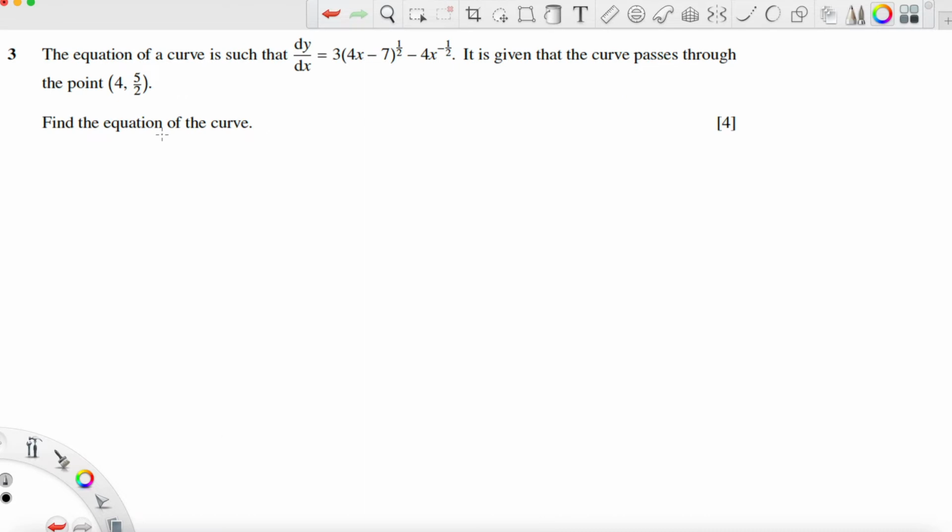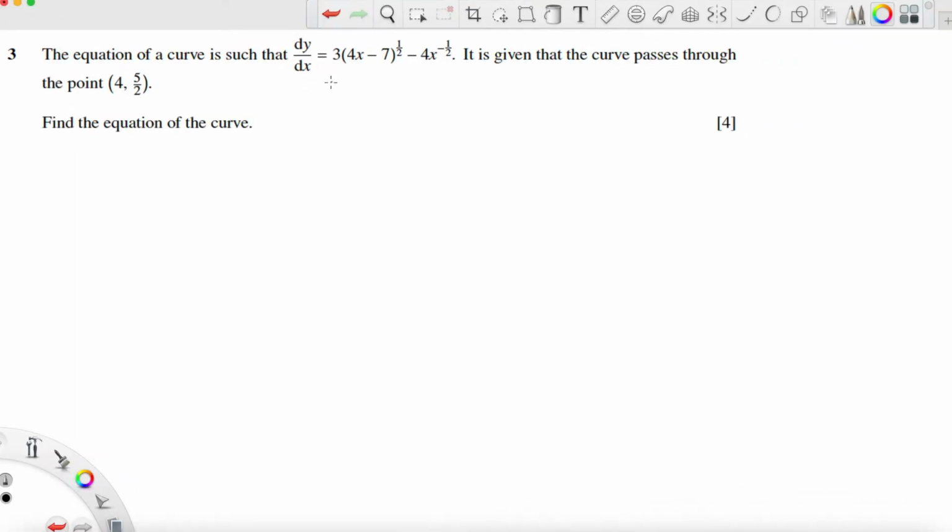Question number 3. The equation of a curve is such that dy/dx is equal to 3(4x - 7)^(1/2) - 4x^(-1/2). It's given that the curve passes through the point (4, 5/2). Find the equation of the curve. As the derivative of a function is given, in order to find the function y, we need to integrate 3(4x - 7)^(1/2) - 4x^(-1/2) with respect to x.